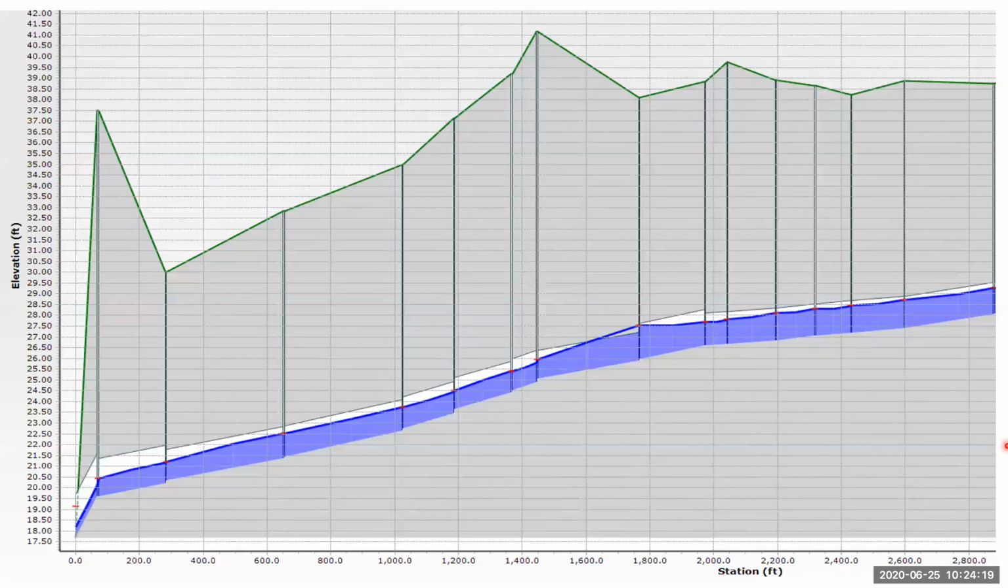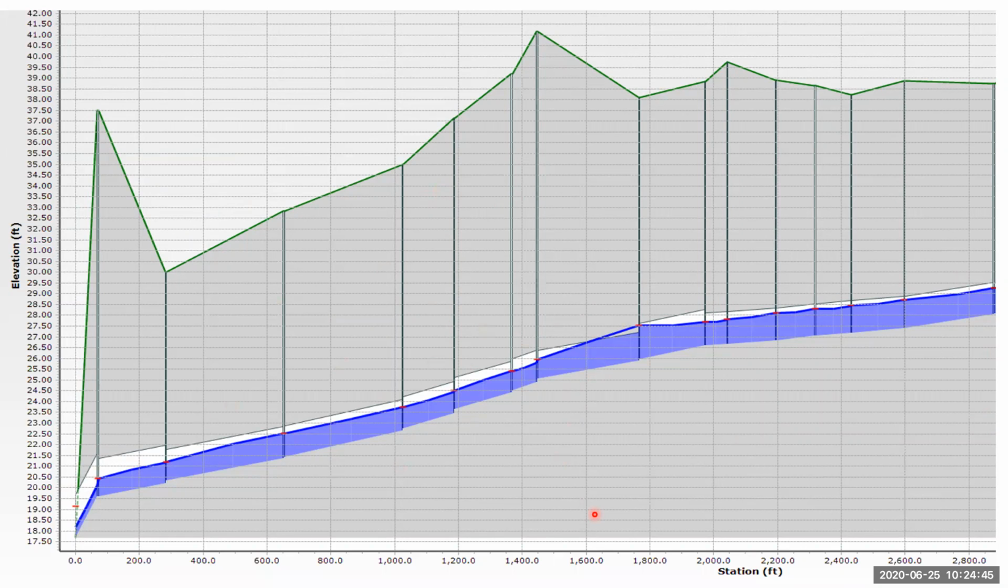So this is an example of a typical output from a gravity sewer model. The green line at the top simply represents existing grade. The vertical lines are your manholes, and the white band through the middle is the gravity sewer pipe. Within that, the blue represents the depth of flow, and the dark blue line represents what we call the hydraulic grade line.